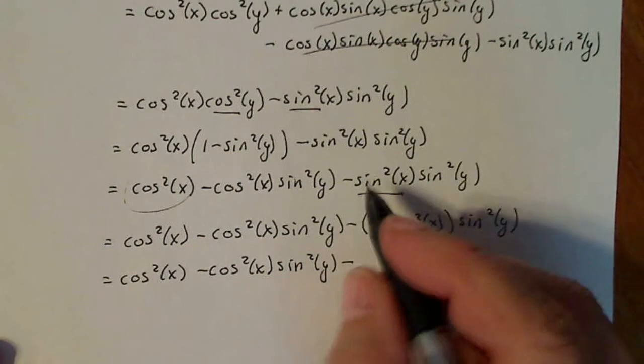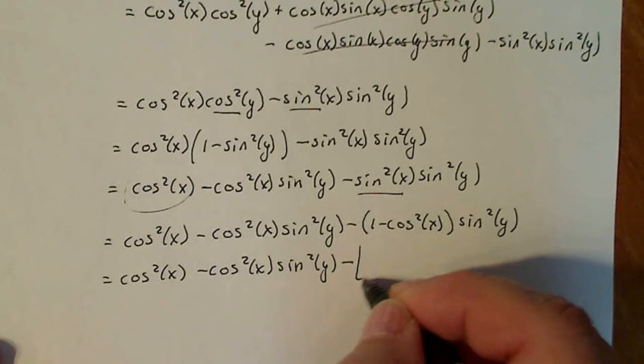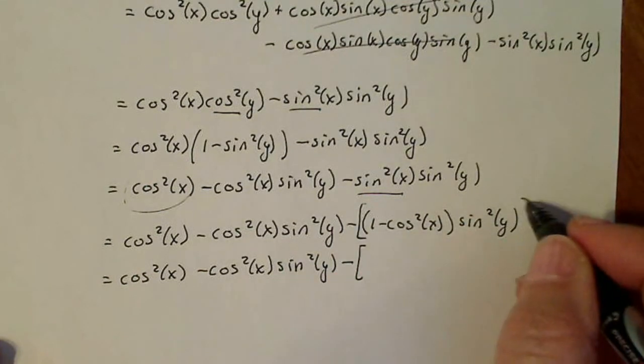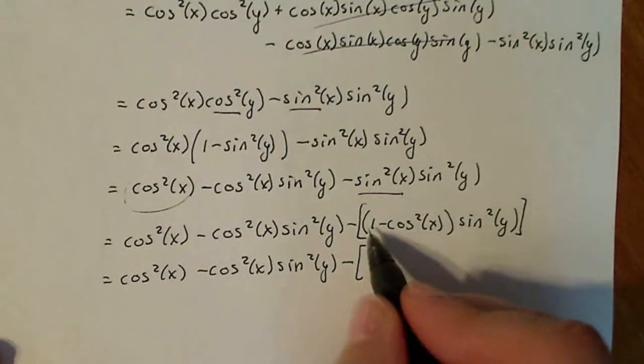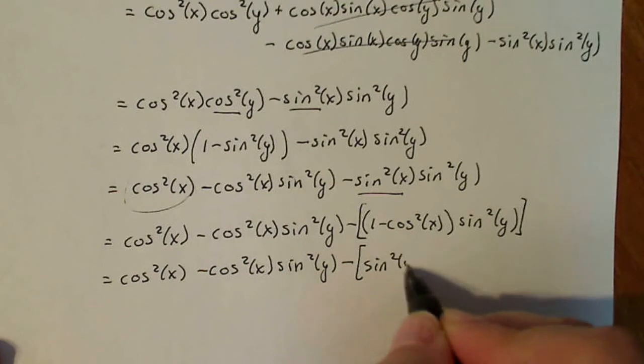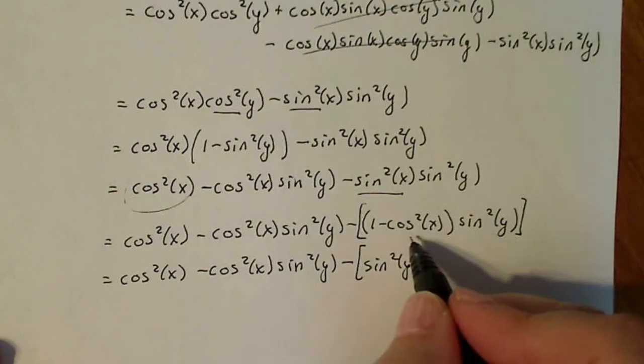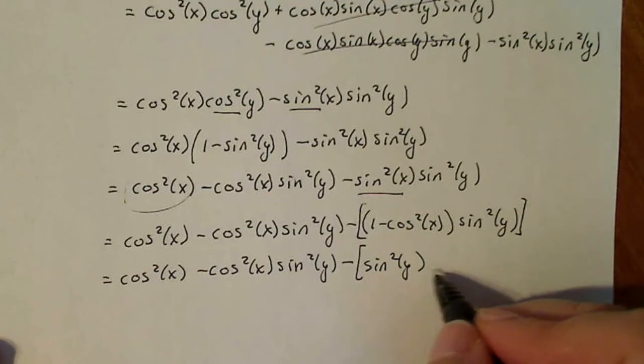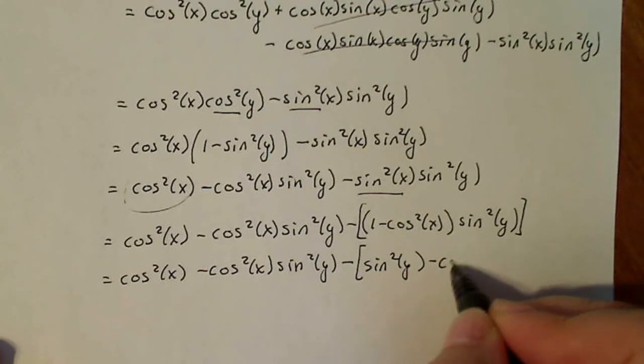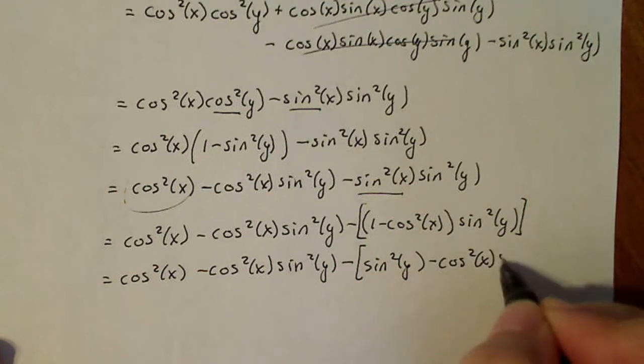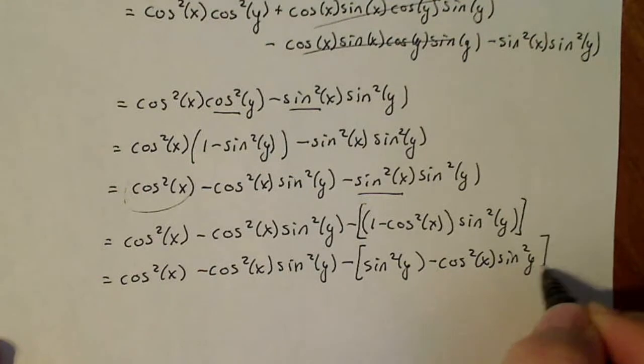minus, okay, now what I'm going to do is do this multiplication in the parentheses. So sine squared y times 1 and sine squared y times negative cosine squared x. So that's going to be minus cosine squared x sine squared y. And I think it's going to work out.